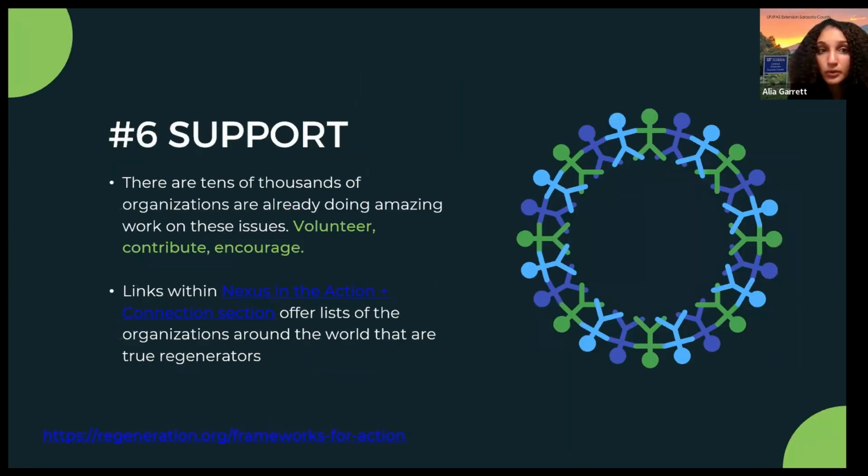Number 6 is support. There are tens of thousands of organizations already doing amazing work on these issues. You can plug yourself in, volunteer, contribute, and encourage. There are links within the Nexus in the Action Connection section of the online regeneration and also in the book. This offers lists of the organizations around the world that are true regenerators.